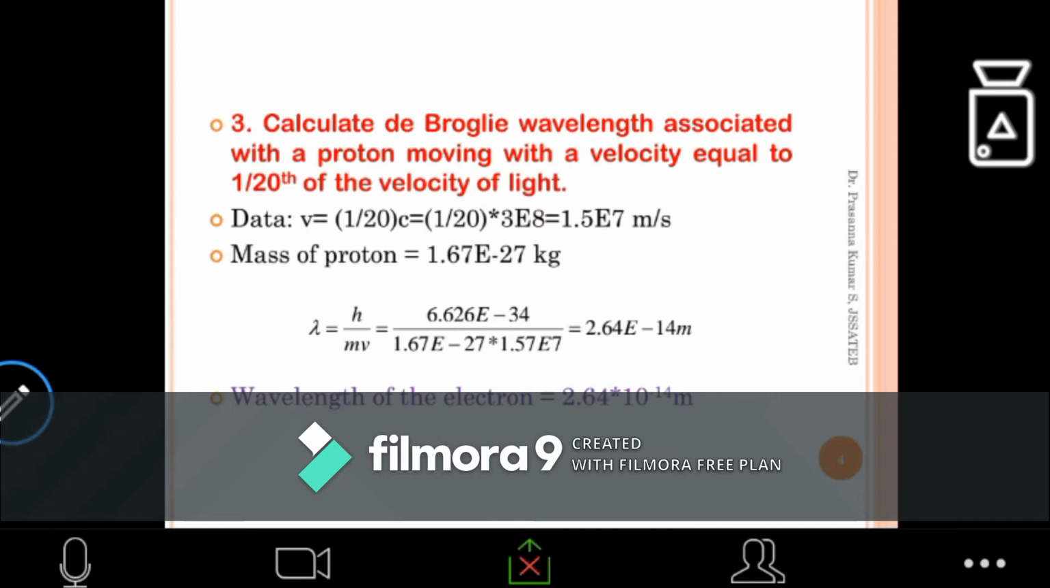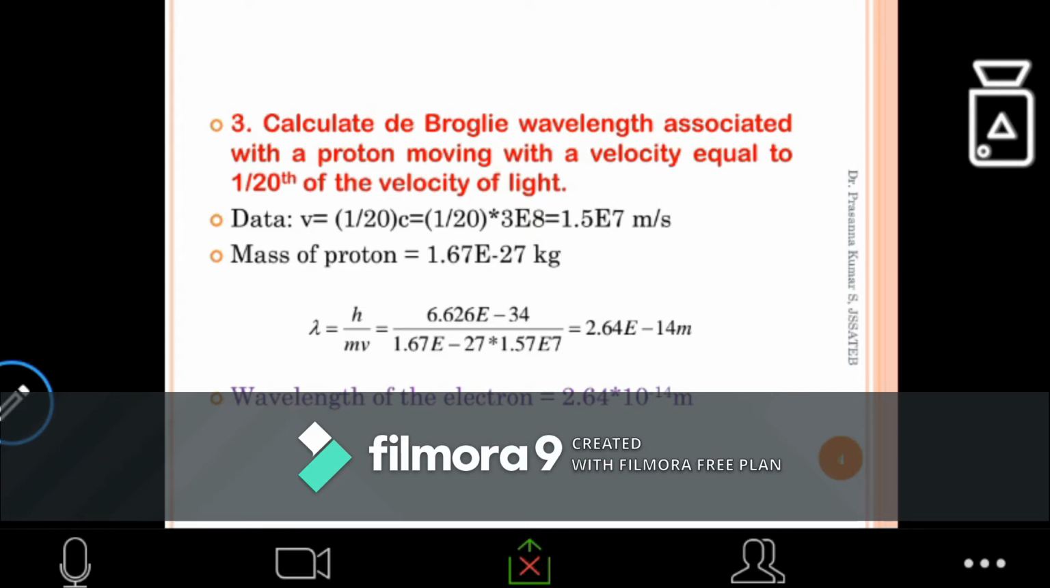Okay, so now we have another particle like the proton. It is much heavier than the electron, you know that. So now calculate the de Broglie wavelength associated with a proton moving at a velocity that is 1/20th of the velocity of light. So the velocity of the proton here is 1/20th of c, where c is the velocity of light.